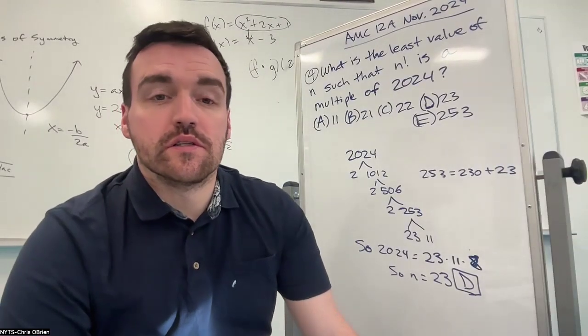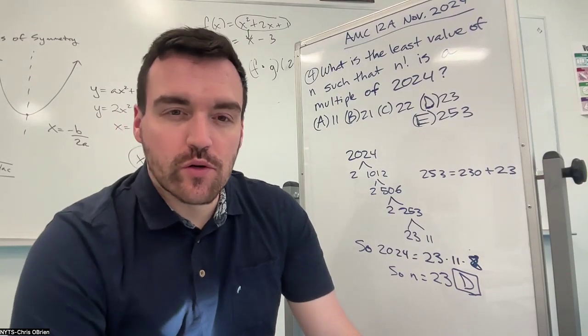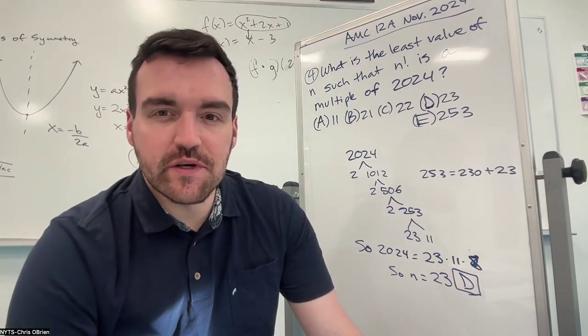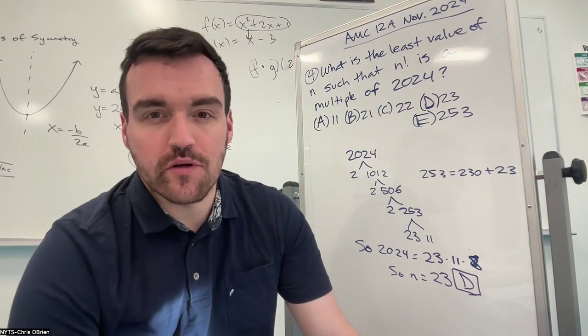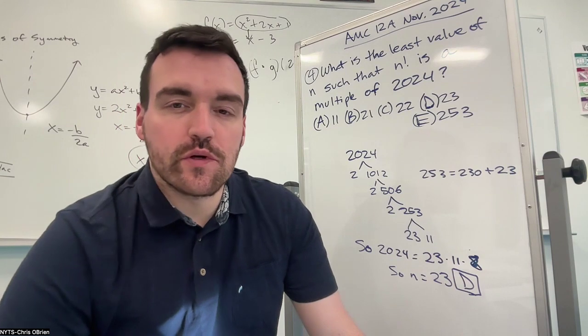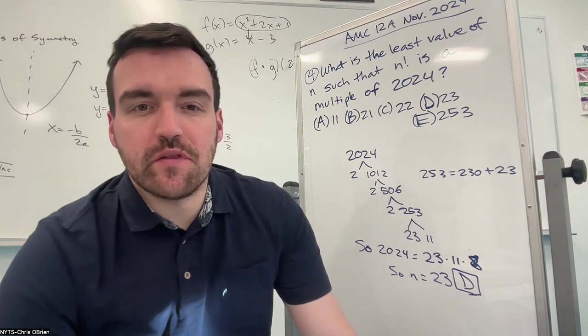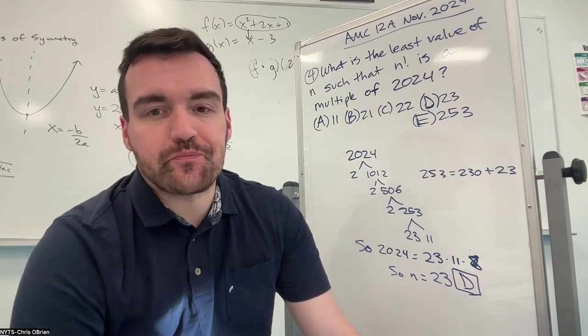This is AMC 12A 2024, number 4. What is the least value of n such that n factorial is a multiple of 2024? A 11, B 21, C 22, D 23, or E 253?